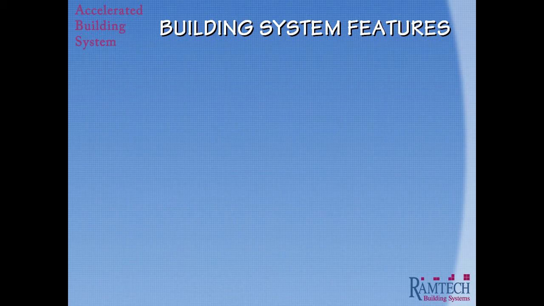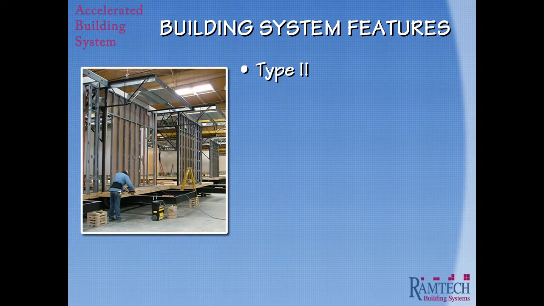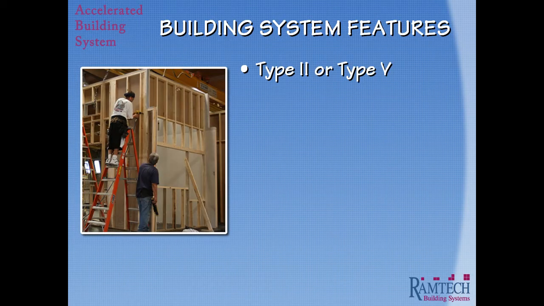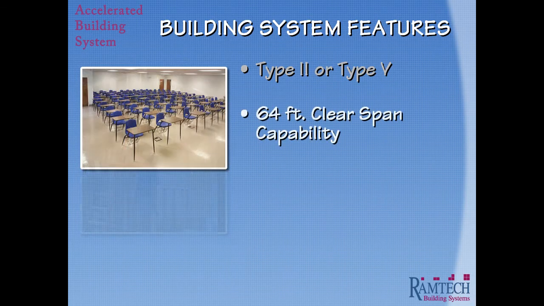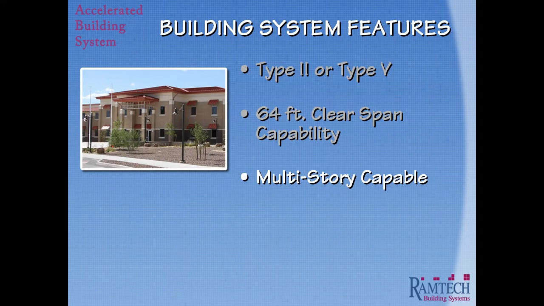With Ramtech's accelerated building system, we can accommodate a number of different building types. For years, we have specialized in both Type 2 non-combustible steel and concrete and Type 5 wood frame structures. The system can also accommodate the construction of 64-foot clear span structures, which allows for additional freedom in designing the building layout by eliminating the interior support columns.